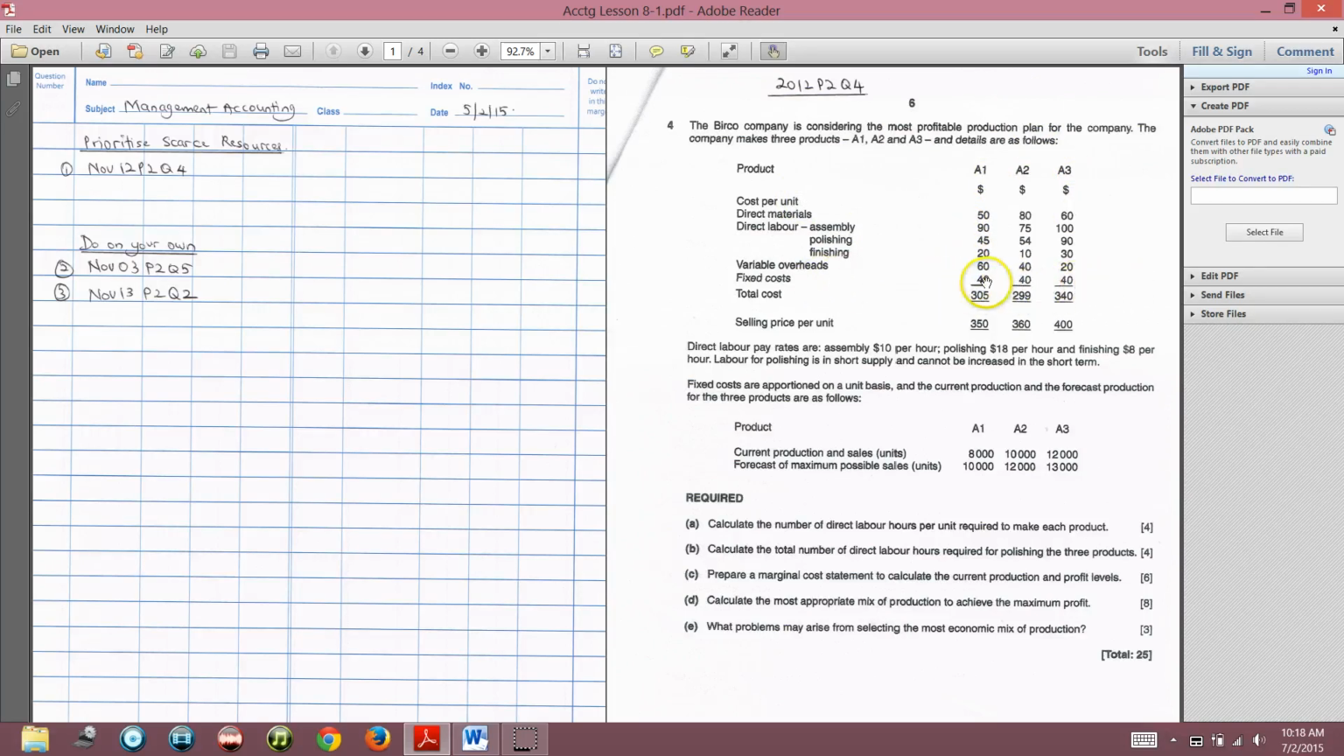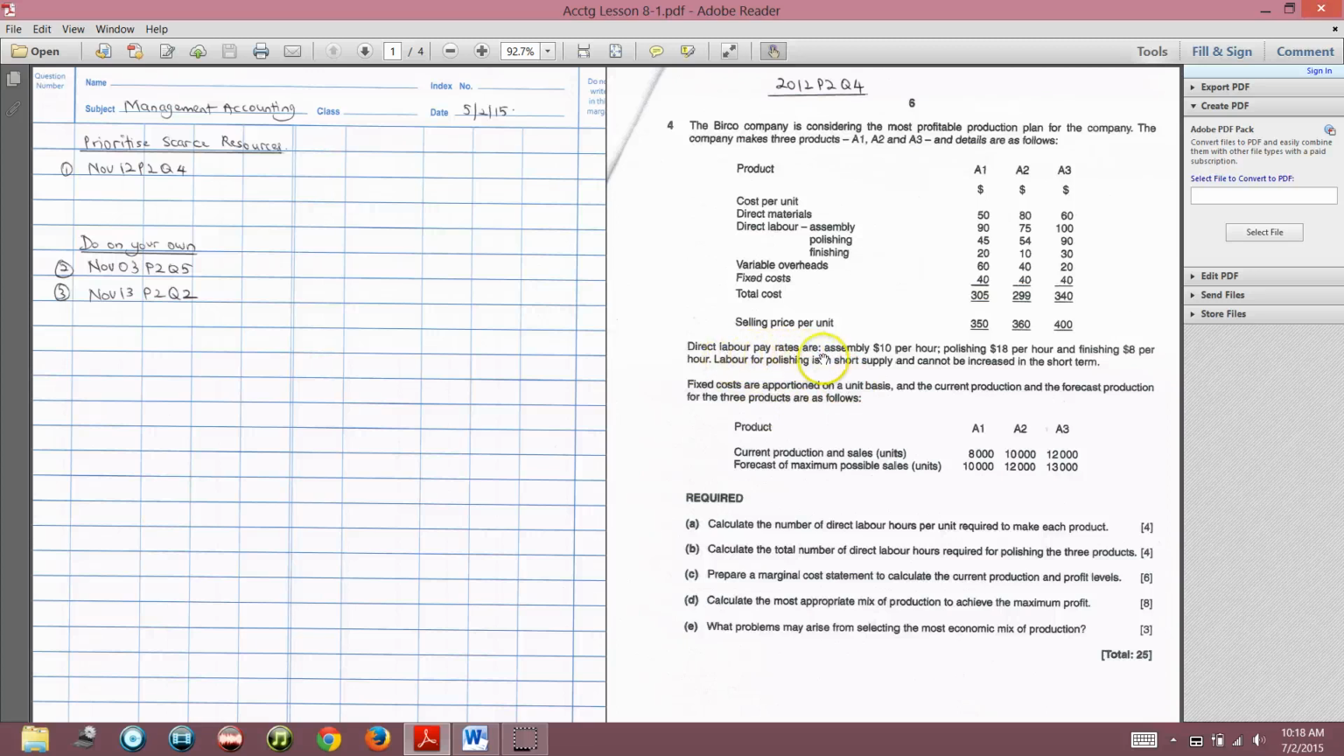Fixed cost is just an allocation, but it remains fixed. Direct labor rates are assembly 10, polishing 18. Okay, so before reading too much, let's see what the question is. Part A: calculate the number of direct labor hours per unit required to make each product. Let's see whether we have an idea how to answer this question.